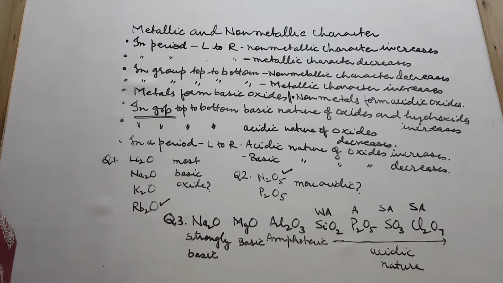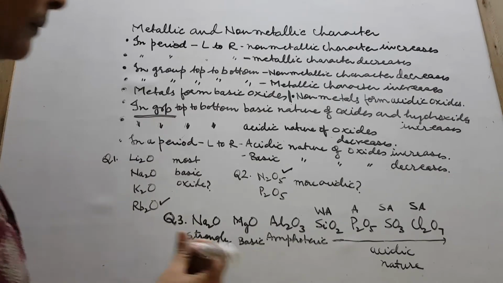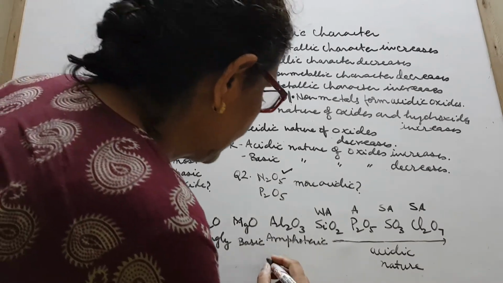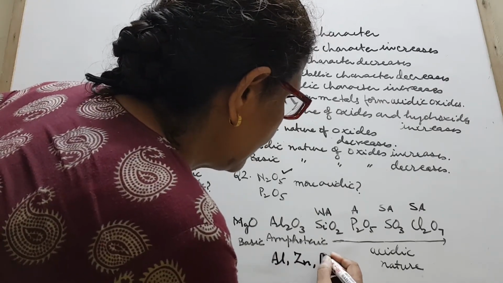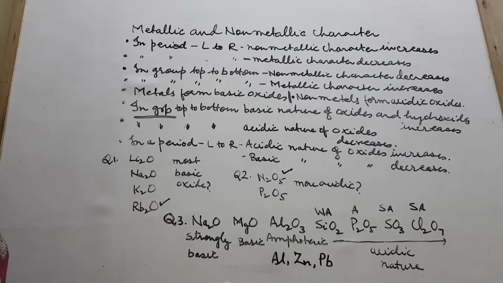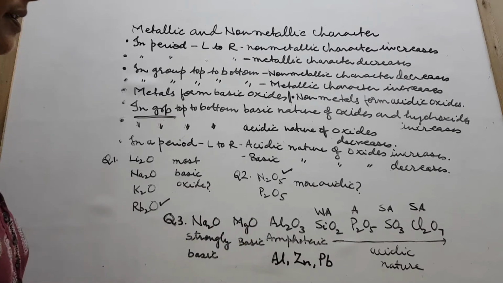I think you know from class 8 or 9th, and you have some idea from 10th also, we have commonly three metals: aluminium, Zn and Pb. Their oxides are amphoteric in nature, means they show acidic as well as basic nature, and that's why we call them amphoteric metals. So oxide of this aluminium is amphoteric.